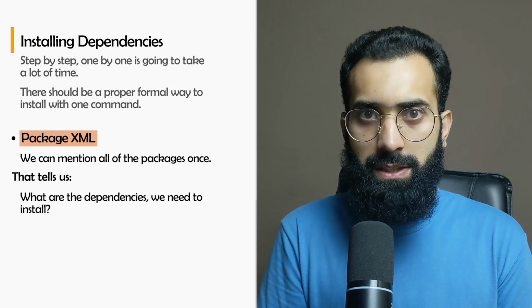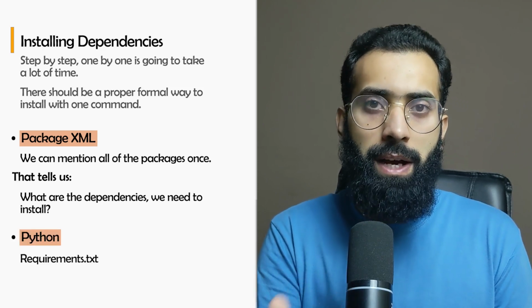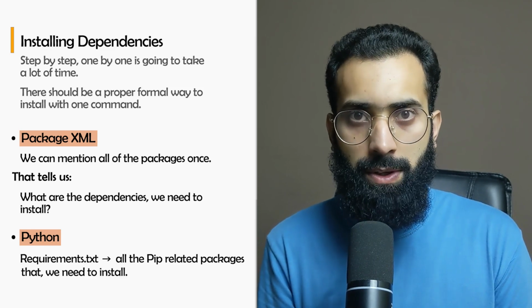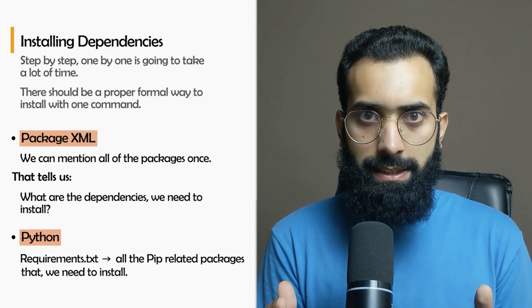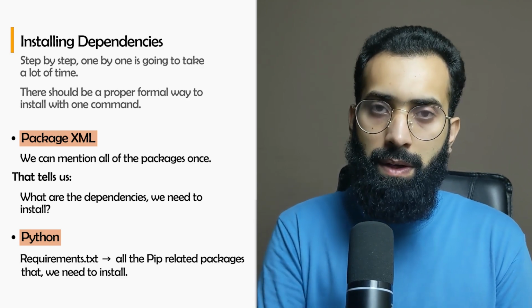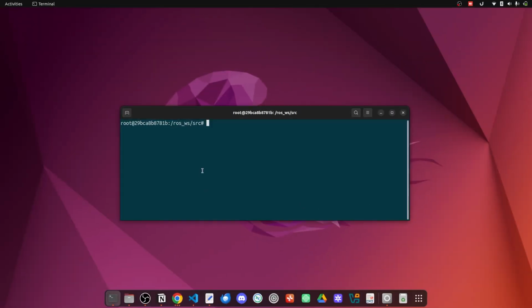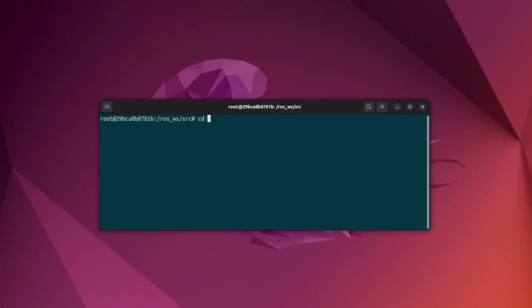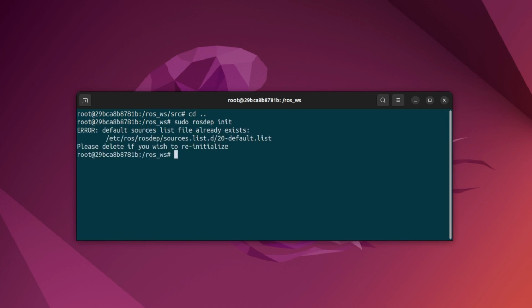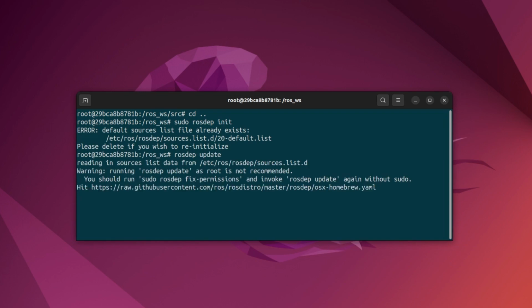Also for language specific like Python, we have requirements.txt, which involves all the pip related packages that we need to install. So these are the categories that we have to understand. Let's work on the package XML, and later on we will look into Python. Instead of writing one by one dependencies, let's go into our workspace, write a command for initializing rosdep, that is sudo rosdep init to initialize rosdep. Currently I have already initialized it. Let's update rosdep.